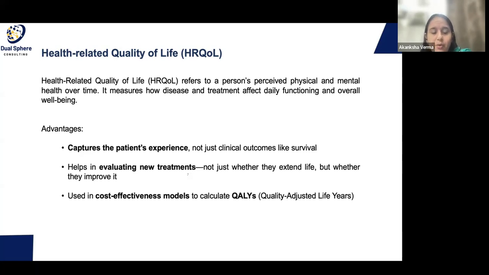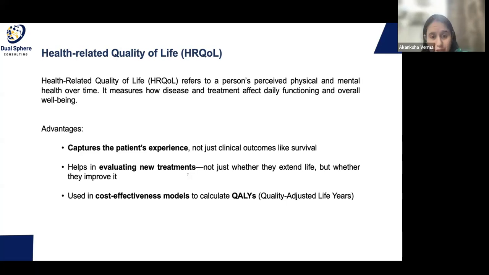Why is it important to know? What are its advantages? It captures patients' experience, not just clinical outcomes like survival. Okay, it's not just telling you that person X who had cancer survived for this many years. It's not just about survival. How well? What was his overall experience during that survival, during that journey? It actually helps you to capture that.